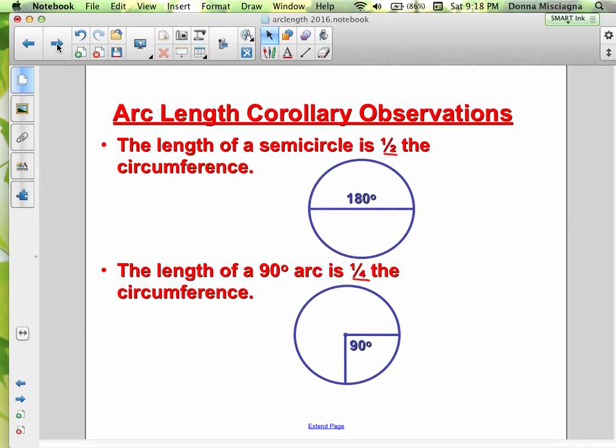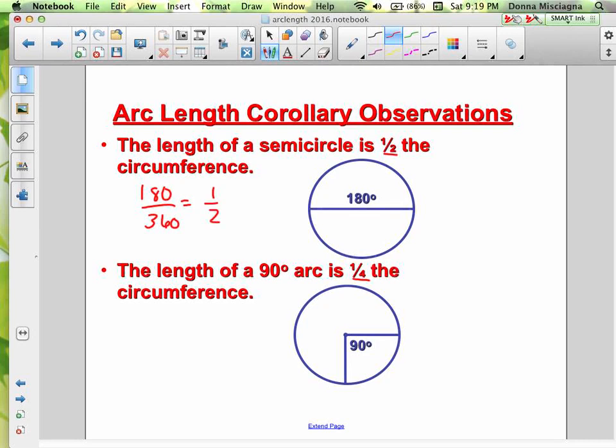All right, so this is a fill-in in your notes. The length of a semicircle is half the circumference. Right? So now, if it's half the circumference, that makes sense, right? Because 180 divided by 360, that would reduce to 1/2.